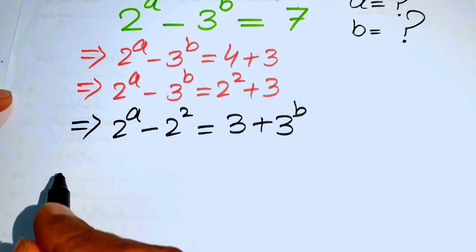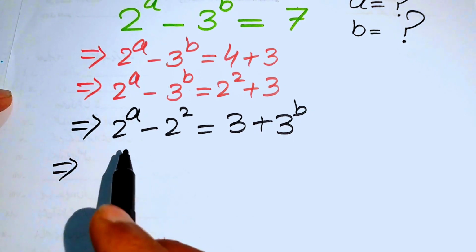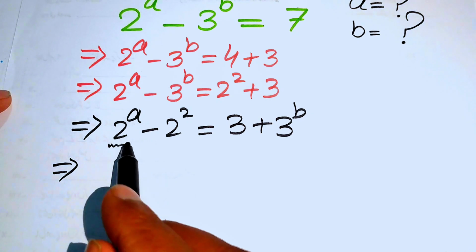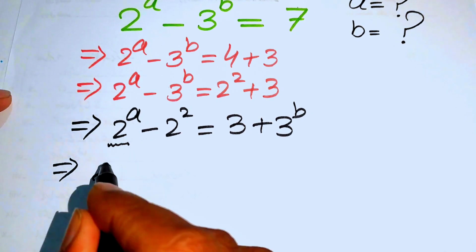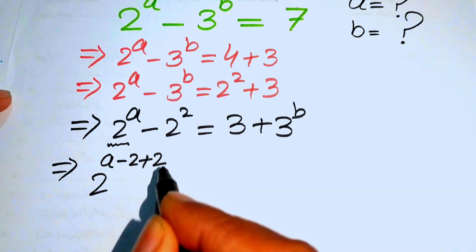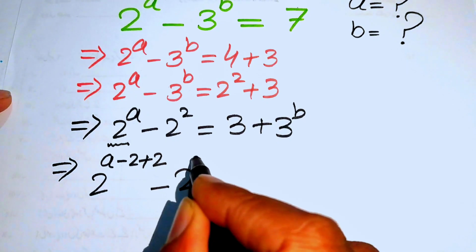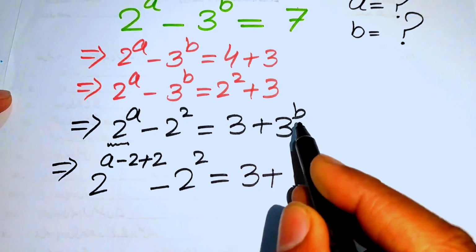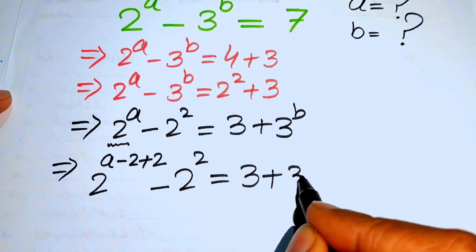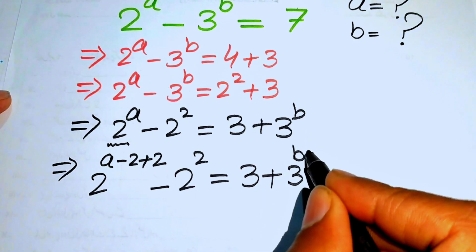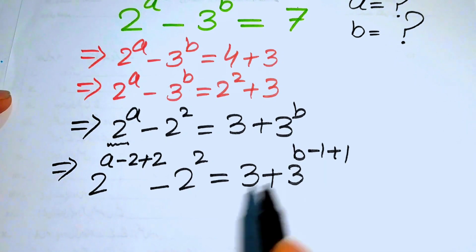And now we again simplify both sides, and we add and subtract 2 from the exponent of this term, and we write it as 2 to the power of a minus 2 plus 2, and we have minus 2 square, equals 3 plus, we add and subtract 1 from the exponent of this term and we write it as b minus 1 plus 1.